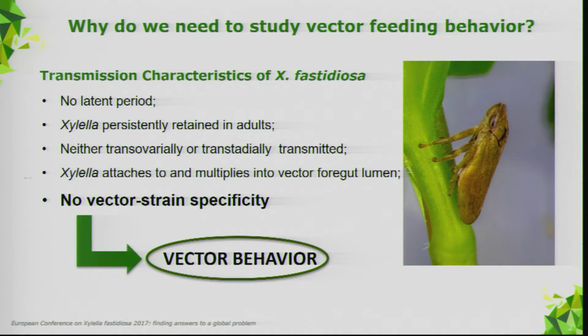The transmission of this bacterium has no latent period. Xylella, once acquired by the adults, is persistently retained in adults. Xylella is neither transovarially nor transstadially transmitted. Once acquired, the bacterium is retained, binds, and multiplies in the vector foregut. And there seems to be no vector strain specificity. Eventually, as remarked by Professor Joao Lopes, a key element for the transmission of Xylella fastidiosa is vector behavior.